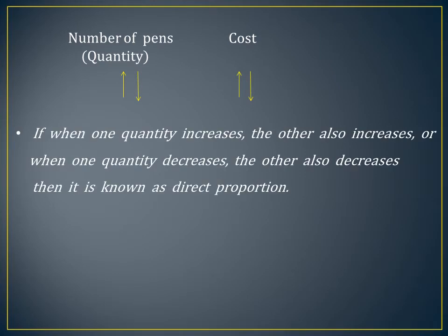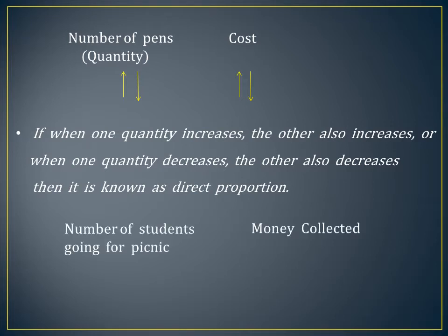Now, another such example will be the number of students that want to go for a picnic and the money that will be collected by the tour operator who is organizing the picnic. So, if more students want to be going for the picnic, then the total money that the operator will be having in the end will be more compared to if fewer students will be going for the picnic.